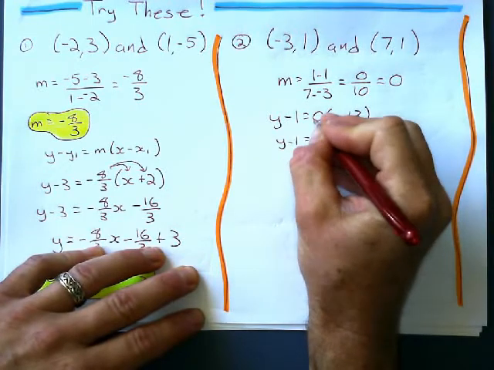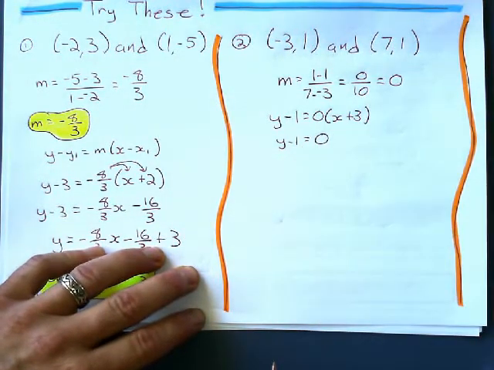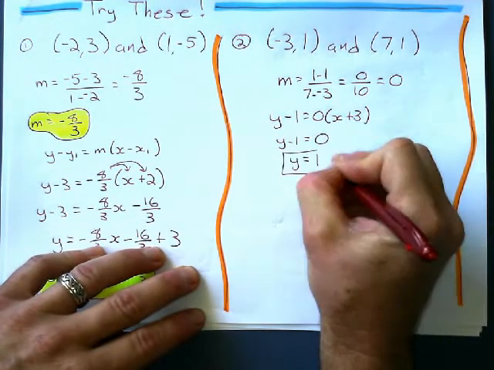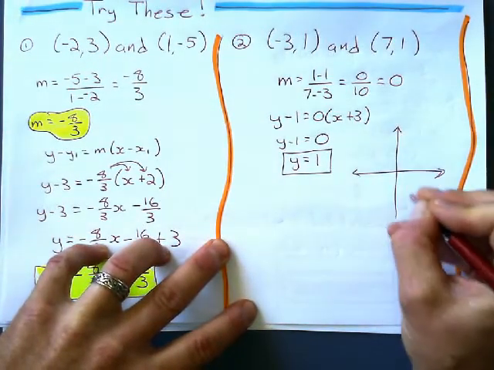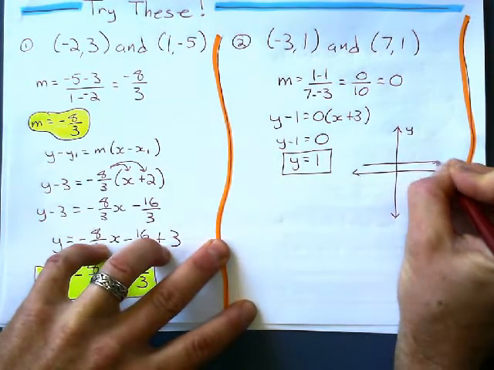So when I expand all that, 0 times anything is 0. Shift that negative 1 over to the other side, and I just get y equals 1, which would just look like a horizontal line going through 1 on the y-axis. Right there.